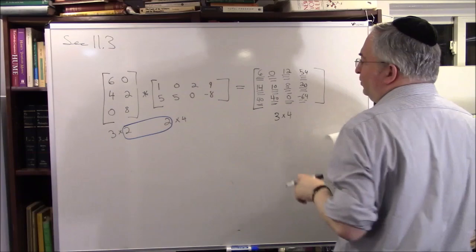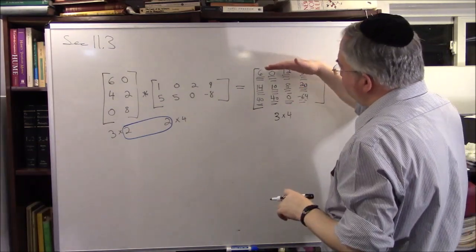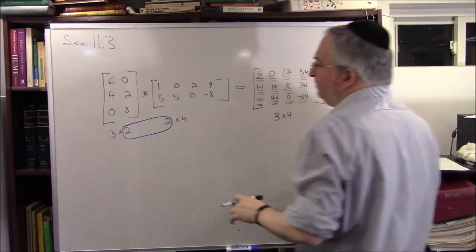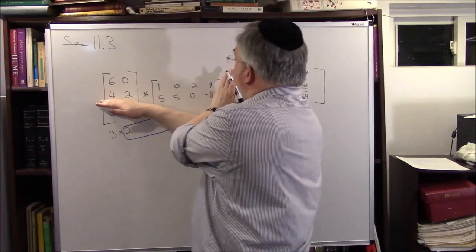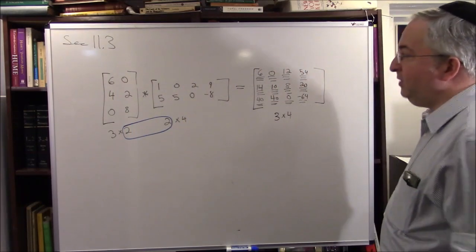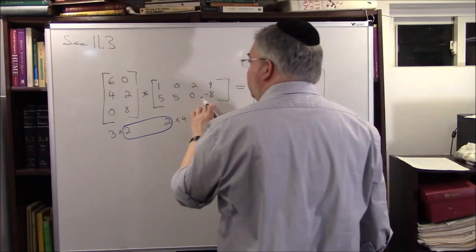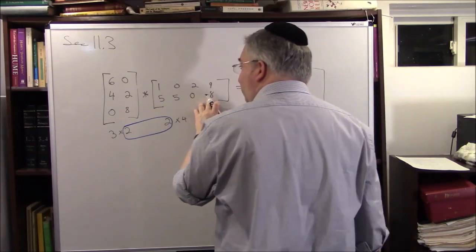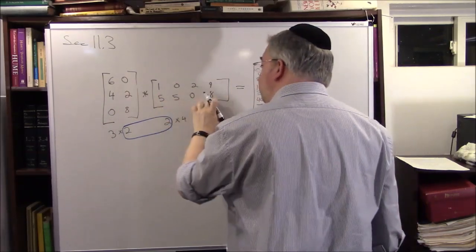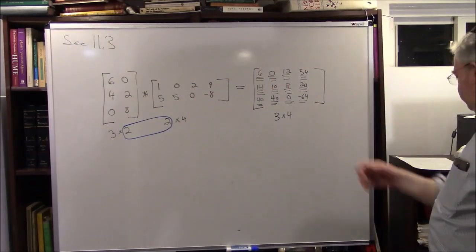Okay, let's just make sure this 20, I'm a little hesitant about this 20. This is the second row, fourth column, so we look at the second row, fourth column. 4 times 9 is 36. 36 plus 2 times minus 8 is minus 16, and that's 20. So that's what we get.